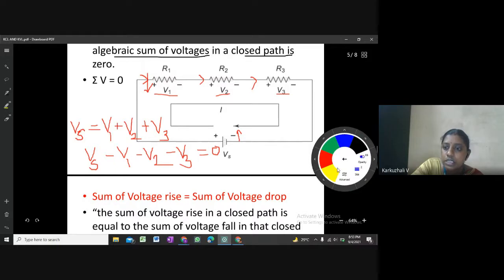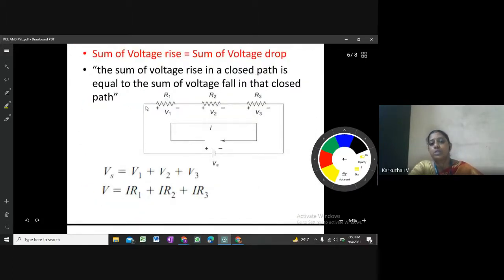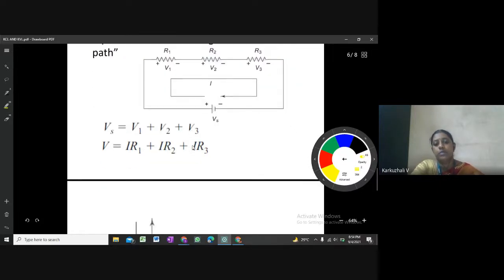So I can change the color so that you can clearly understand. This is the voltage source, that is voltage rise, and across all the resistor elements you can see the voltage drop. Voltage drop is seen across all the resistance elements, so I can write it as Vs is equal to V1 plus V2 plus V3. The sum of the voltage rise in a closed path is equal to the sum of the voltage fall in that closed path, and it is given by V1 plus V2 plus V3.